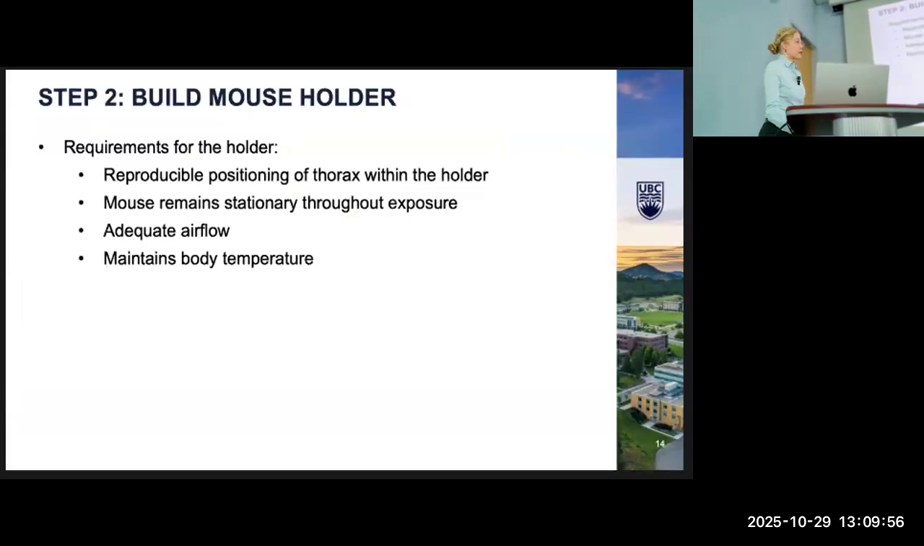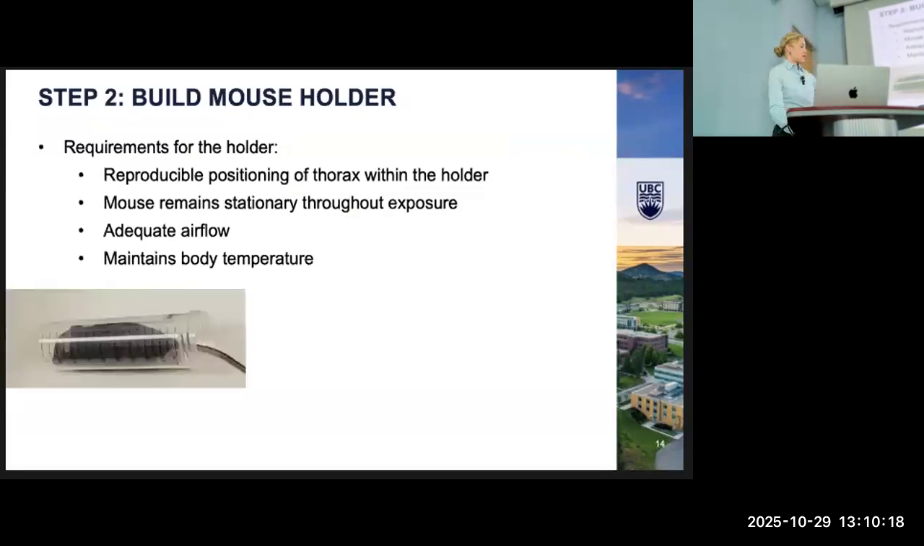Then we had to come up with how to hold a mouse, because they don't normally do mouse stuff at TRIUMF. We had to come up with a way to reproducibly position the mouse within the holder and make sure that the mouse was able to survive in there: maintaining body temperature, adequate airflow, and being able to monitor it. So we had video cameras involved. Turns out mice fit really well into a 50 milliliter Falcon tube. They're perfect mouse shape, perfect mouse size.